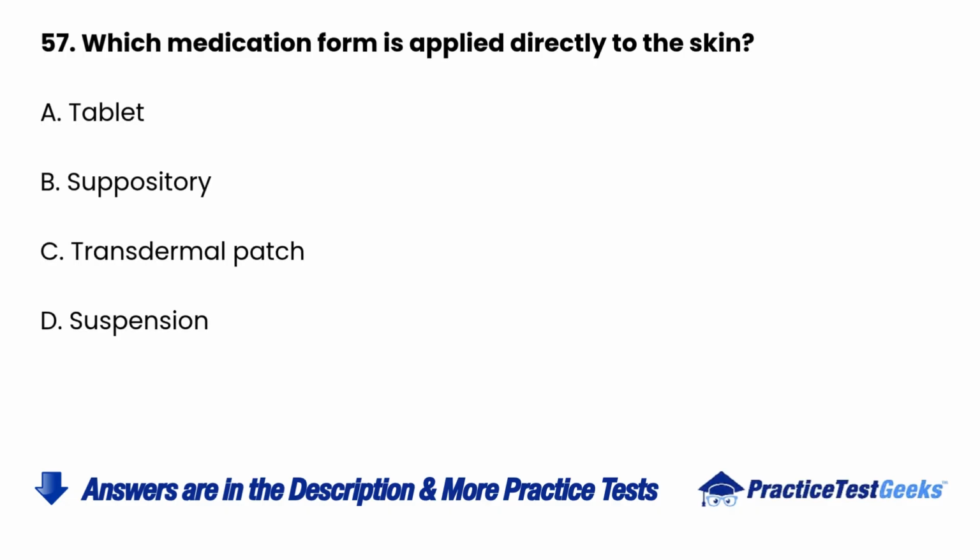57. Which medication form is applied directly to the skin? A. Tablet. B. Suppository. C. Transdermal patch. D. Suspension.